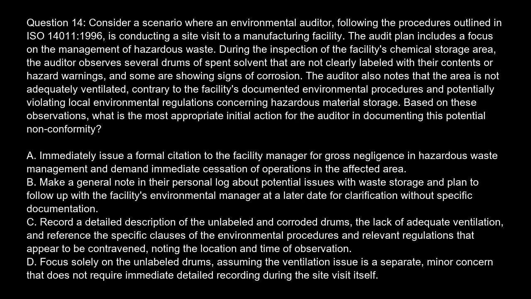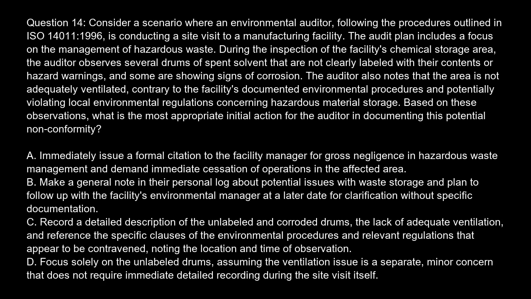Based on these observations, what is the most appropriate initial action for the auditor in documenting this potential nonconformity? Option A. Immediately issue a formal citation to the facility manager for gross negligence in hazardous waste management and demand immediate cessation of operations in the affected area. Option B. Make a general note in their personal log about potential issues with waste storage and plan to follow up with the facility's environmental manager at a later date for clarification without specific documentation.